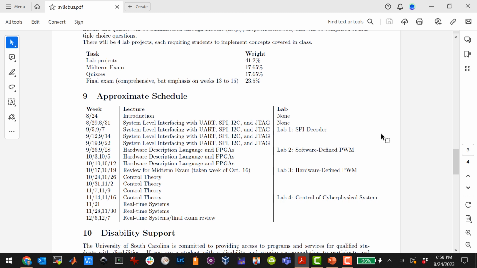I've got an approximate schedule. So this class is divided into basically just 4 main topics. I start out talking about interfacing, how hardware components talk to one another.